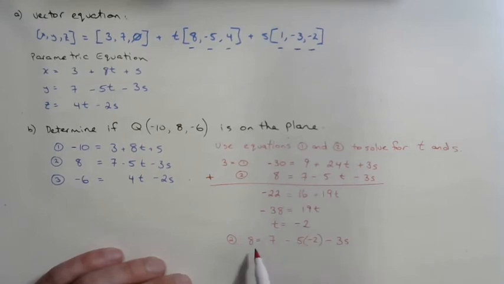17, subtract that from both sides. I'm going to get negative 9 equals negative 3s. Divide both sides by negative 3, I'm going to get s equals 3.